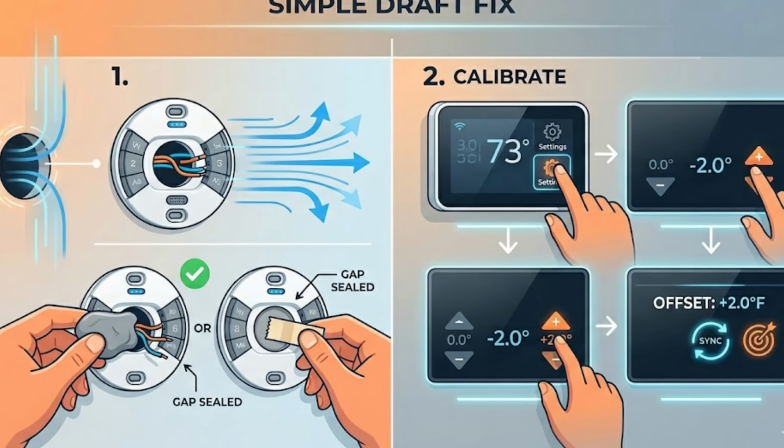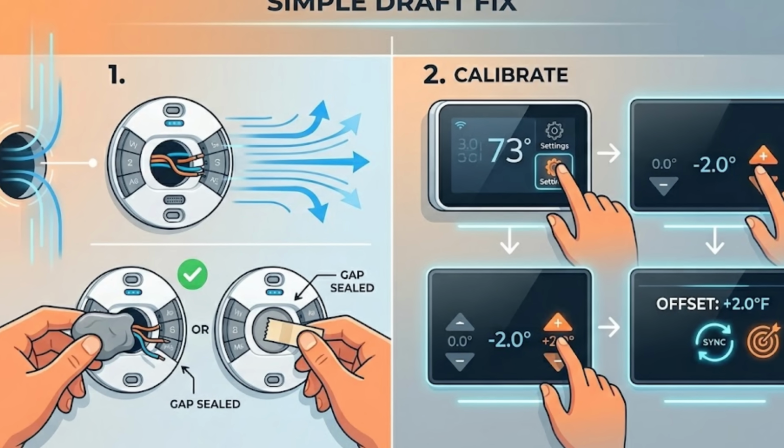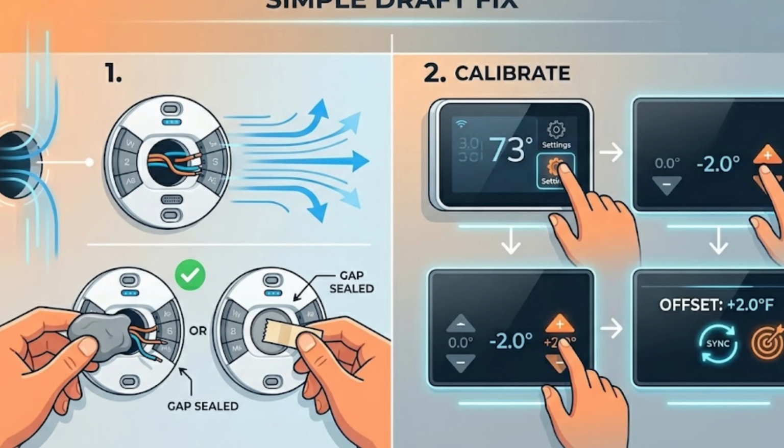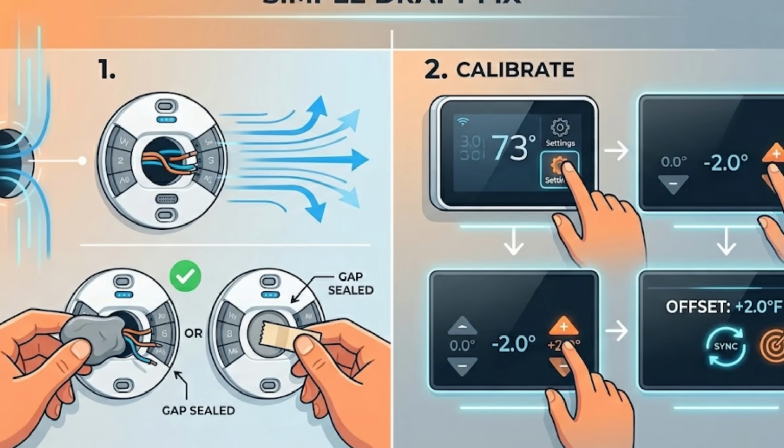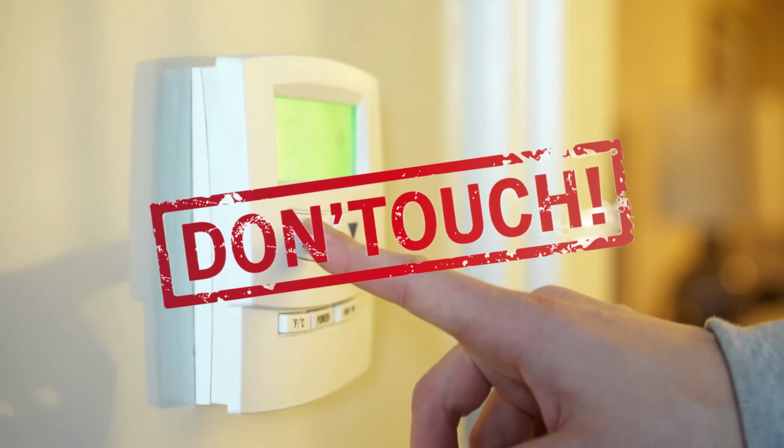We are going to fix that gap with a piece of plumber's putty or even a bit of masking tape behind the mounting plate, then use the temperature offset in the hidden menu to sync the sensor to reality. Wait, don't touch those buttons yet until you hear about the anticipator ghost.